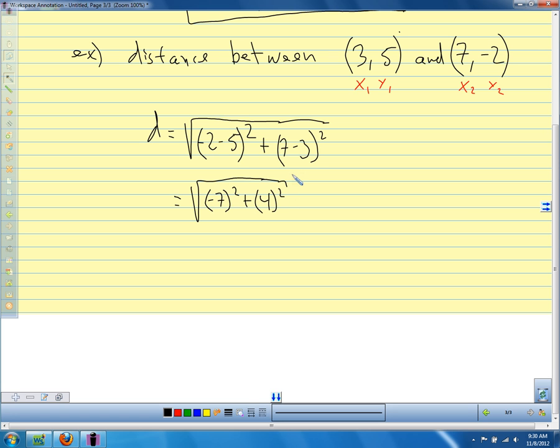Now here's where a lot of people make a mistake with the distance formula. When I square a negative number, I always get a positive number. You should never end up with negative numbers in the distance formula.